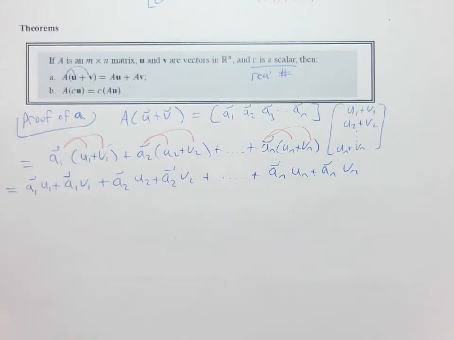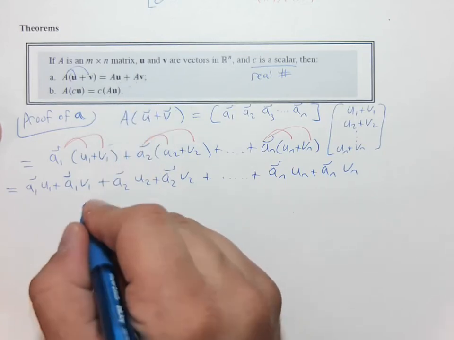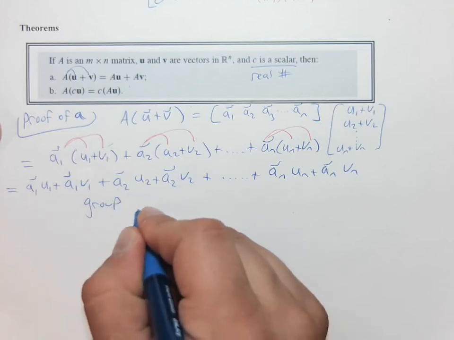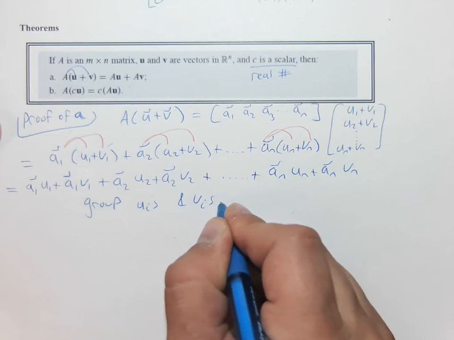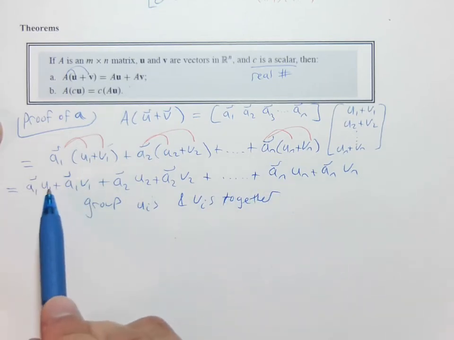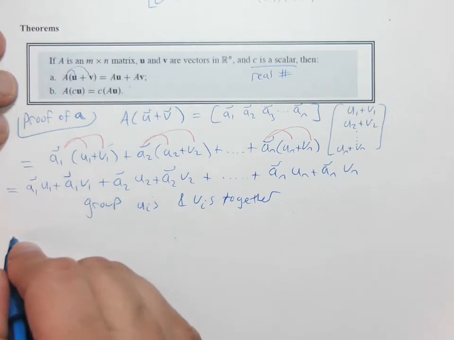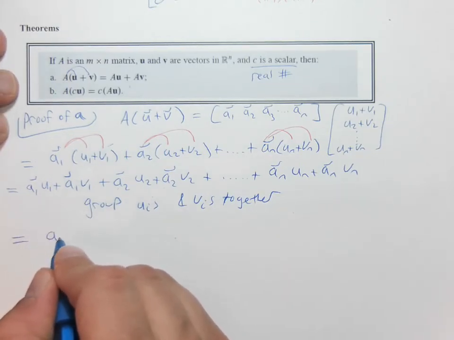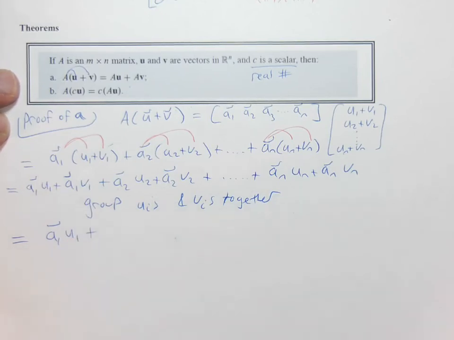This is very nice. Now what I'm going to do is I eventually want to split apart the A's and the U's and the V's, you can see. So I'm going to group all the u sub i's together and all the v sub i's together. Because right now it goes u and v together. So I'm going to group all the A's and the U's, and then all the V's. So I'm going to rewrite the exact same expression, but just group the A's with the U's and the V's.